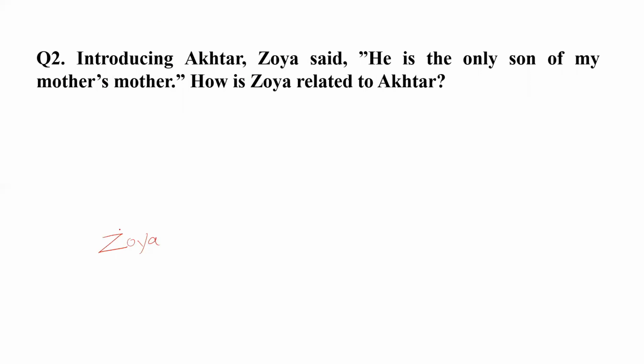So Joya I have written here. This is the party who is saying something, and you have to write this party on the left hand side. She is saying something regarding Akhtar, so you have to write the name of Akhtar on the right hand side, just adjacent to Joya. Okay, we have written it. So Joya is saying that Akhtar is the only son of my mother's mother. So Joya's mother's mother. Mother is mother, the status of mother is a higher level status.